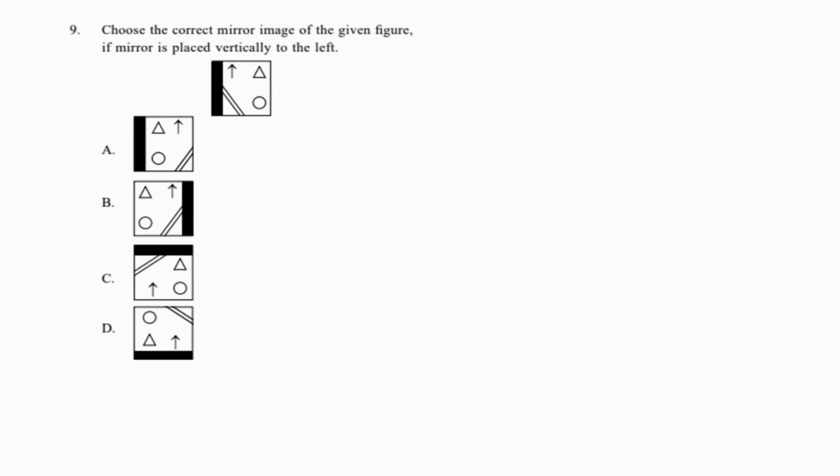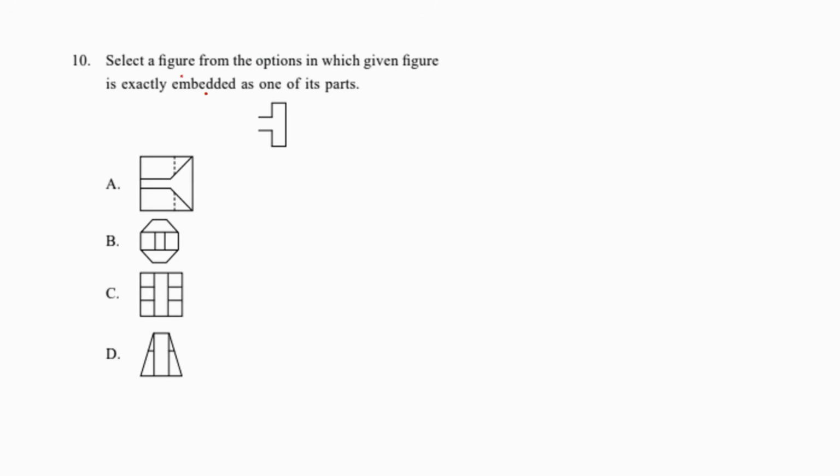Next, we need to find the correct mirror image of the given figure if it is placed vertically to the left. What is the correct mirror image? If it is placed vertically to the left, that means this side. So in that case, option B should be the correct mirror image. Because the shaded part would come near the mirror, we should have the arrow over here, then the triangle over here, and the circle over here. So option B matches correctly. So that's the answer.